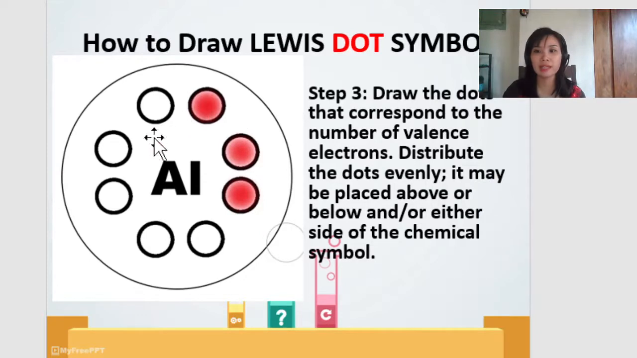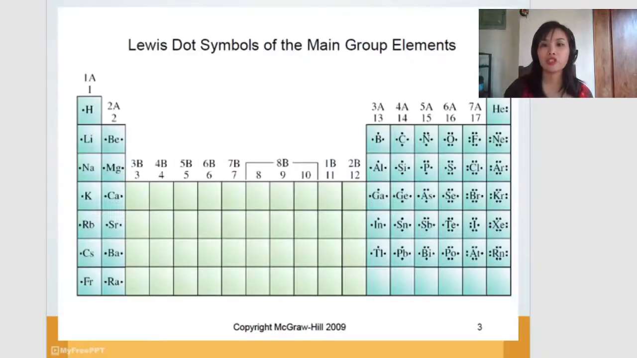Distribute the dots evenly. It may be placed above or below and or either side of the chemical symbol. Actually, there is no particular order where you place them. But it is important for you to draw the symbol in forming compounds because we need it in the illustration of our chemical bonding. So I have here the Lewis dot symbols of the main group elements.